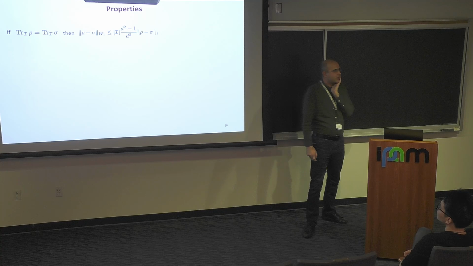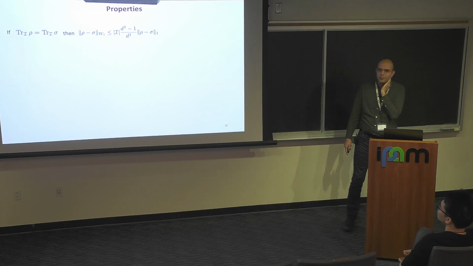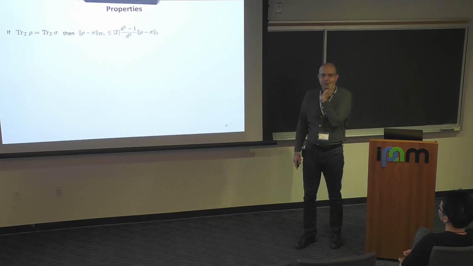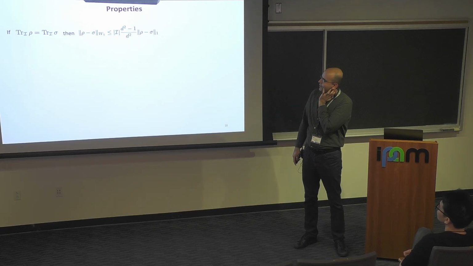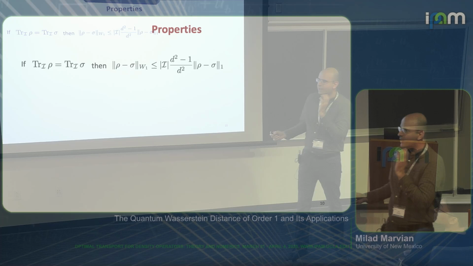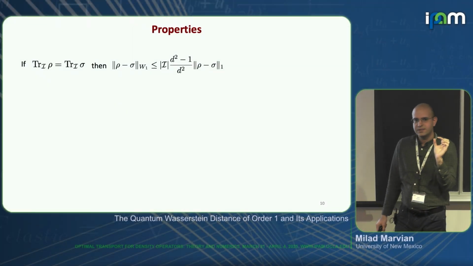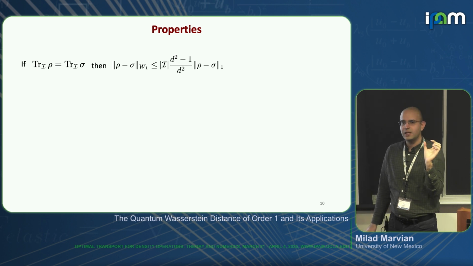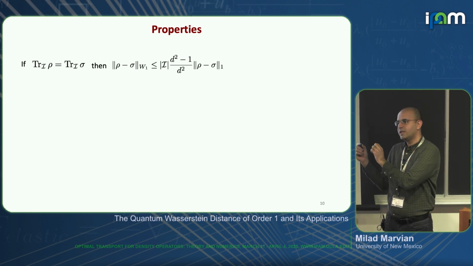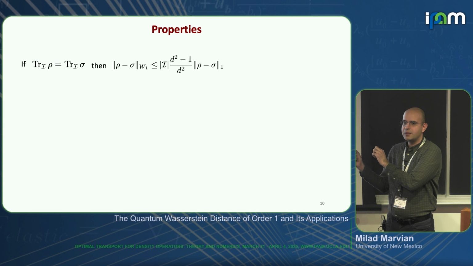Okay. Up to now, I listed a bunch of properties. Now I'm going to talk about some other properties. I'm going to also talk about their application in various places. One is that we saw that if the states are neighbors, meaning that if I trace out one of the qubits, they become the same, the W distance is bounded by 1.